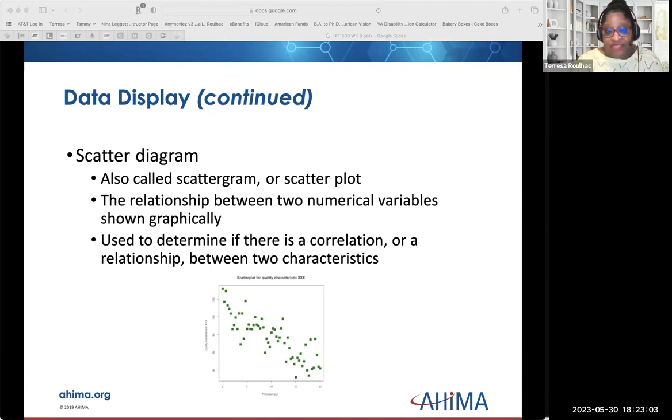Like I said, I have seen questions where they are just asking you, if you were to see a scatter diagram and the X and Y values are both small or vice versa, would that be considered a negative, a positive, etc.? Okay.